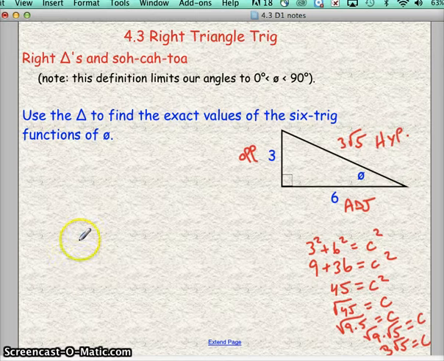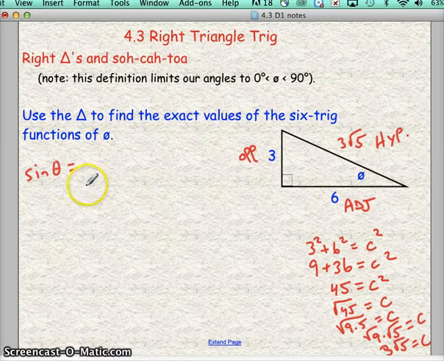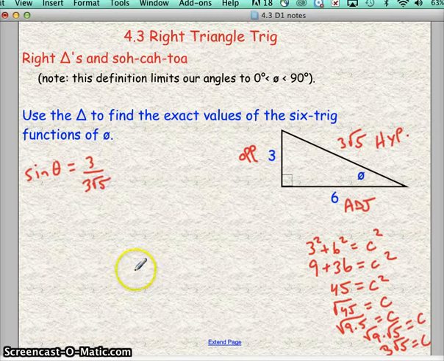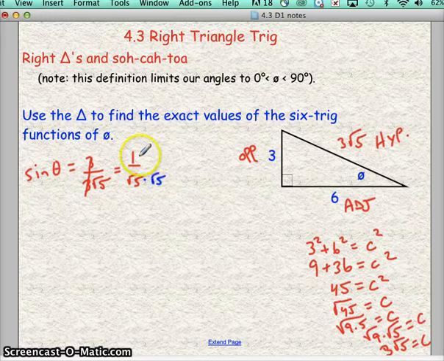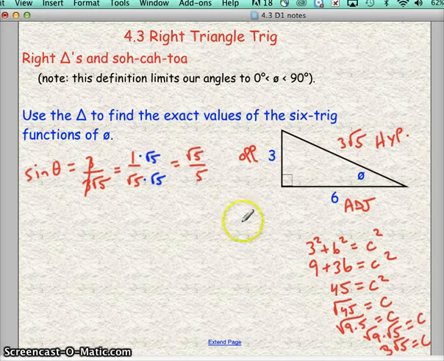Okay, so now from here you could find all of your trig functions. So let's say we found sine. Sine is opposite over hypotenuse. So that would be 3 over 3 radical 5. Okay. And technically the 3's would cancel, so we would have 1 over radical 5. But we need to rationalize that denominator. So then we would end up with radical 5 over 5.